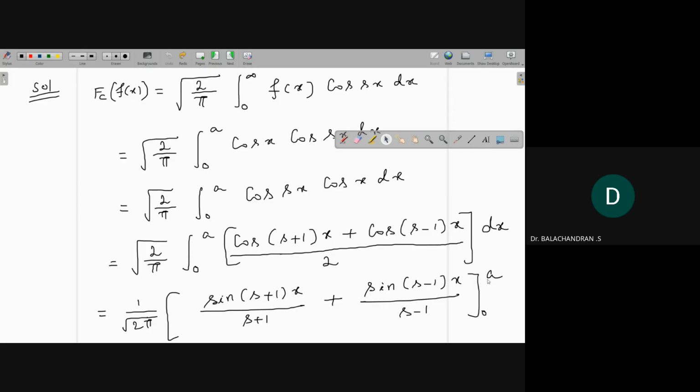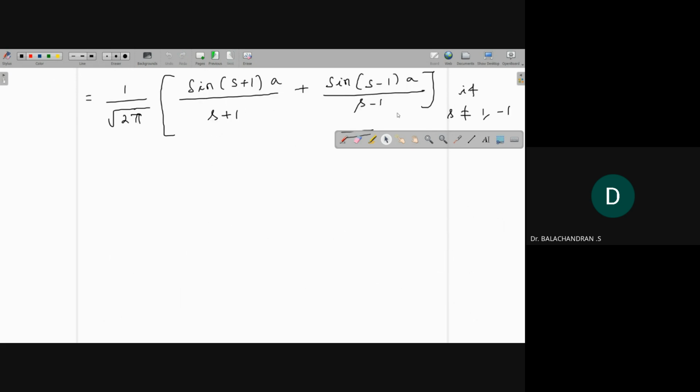The limit is from 0 to a. So if you substitute the upper limit, 1 by root 2 pi, sin (s+1)a by (s+1) plus sin (s-1)a by (s-1). Lower limit is what? Sin 0 is 0, sin 0 is 0. So you'll get this answer. So this is valid if what? S is not equal to 1 and s is not equal to minus 1.